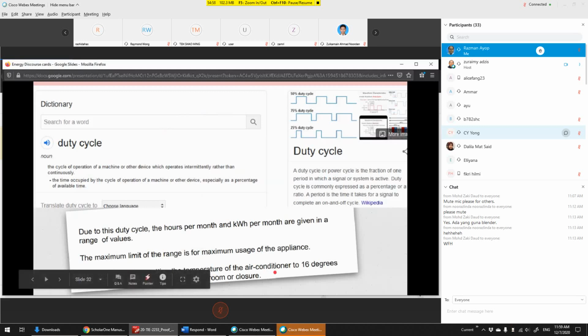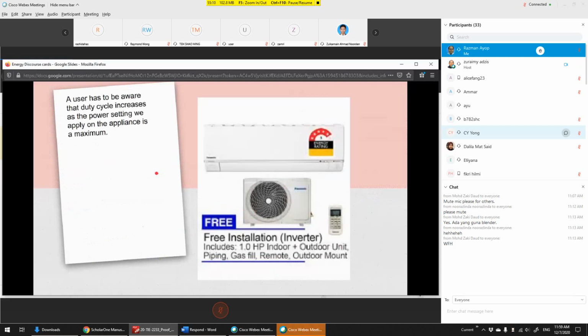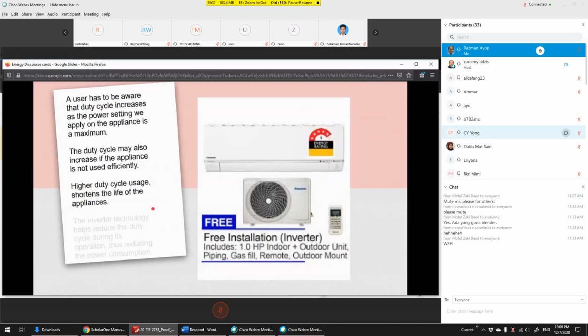Where do we see this? This example, usually at the hotels, right? When you arrive at the hotel, 16 degrees Celsius. A user has to be aware that the duty cycle increases as the power setting we apply on the appliance is at maximum. The duty cycle may also increase if the appliance is not used efficiently. Higher duty cycle usage shortens the life of appliances. If your compressor has to work without stop, for sure, it will break down much faster.